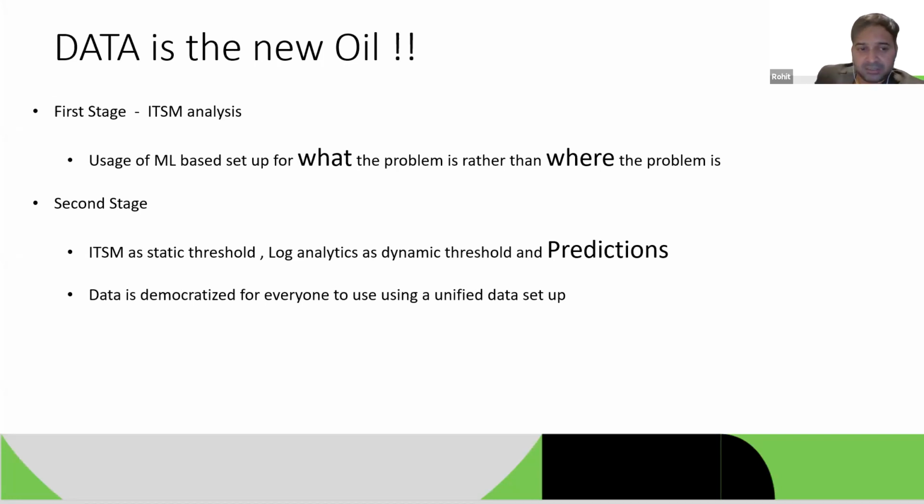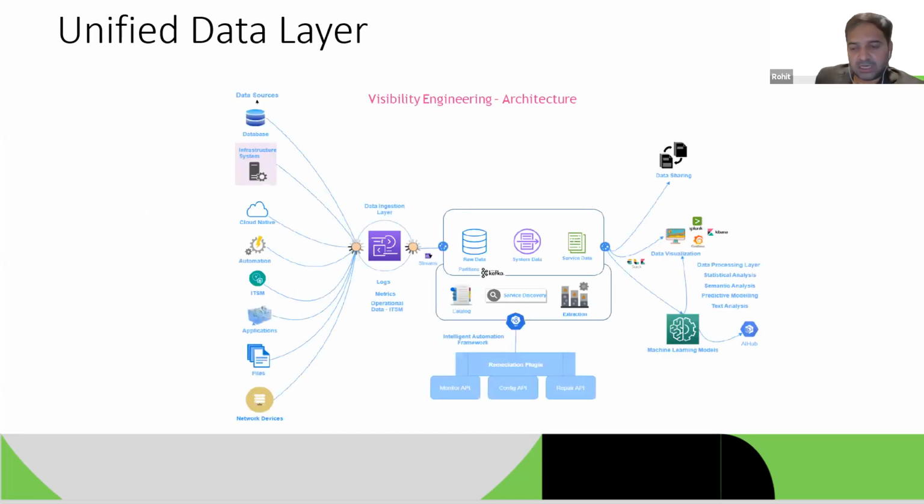The third part is data is democratized for everyone to use. We need to put a structure in place, which we call the unified data layer, which we have put in place, and that's the architecture of that. We have different data sources from automation, cloud native infrastructure, you name it, files, put into a data ingest layer with the logs, metrics. You have the raw data, the system data, the service data, ITSM, non-ITSM, component, non-component, prediction-based data, log-based data, everything in there.